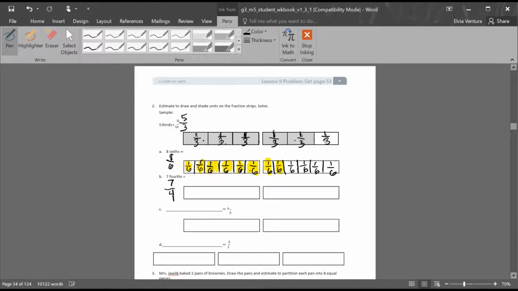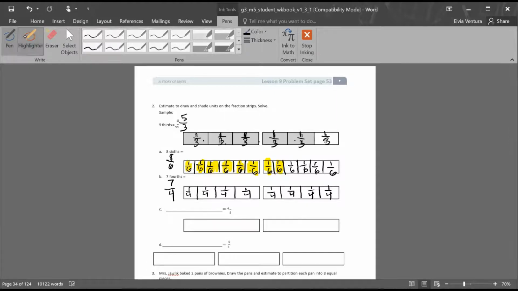7/4. And we're going to separate this fraction strip into fours. So we're going to cut it in half and then cut each side in half. Do the same on this side, cut it in half and cut each side in half. We're going to write 1/4 inside each part. Okay, so go ahead and label yours like mine. 1/4, 1/4, 1/4, and 1/4.